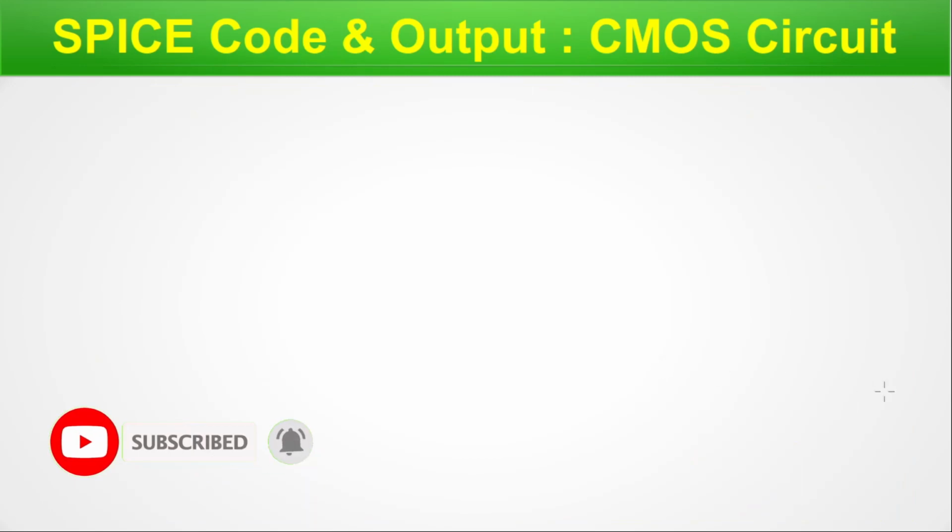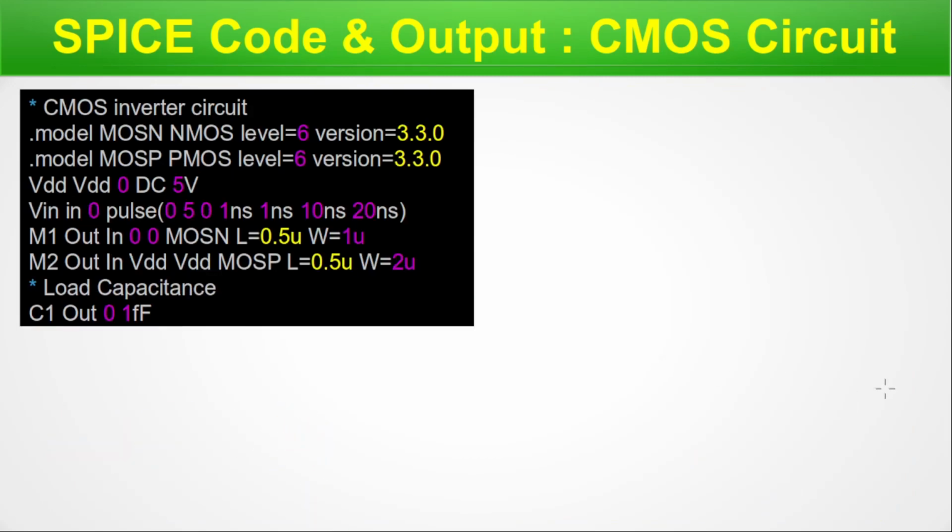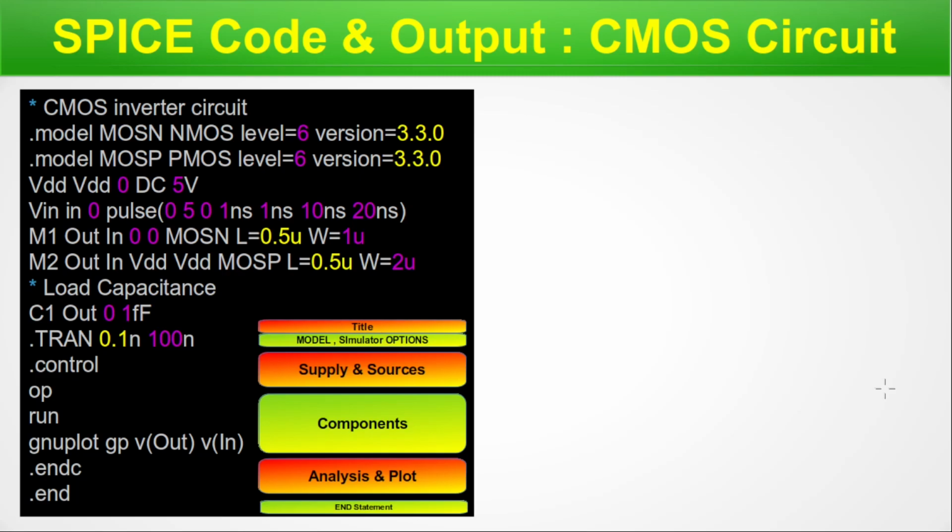So here we have our CMOS circuit. This is our CMOS circuit and you can see there are several sections which you have learned, from the title up to the end statement, which is also present here. You can relate by yourself, but let me point it out for you. So here the title is this one, the CMOS inverter circuit.